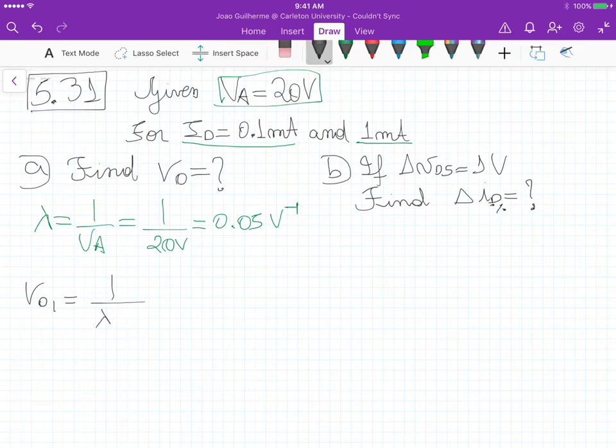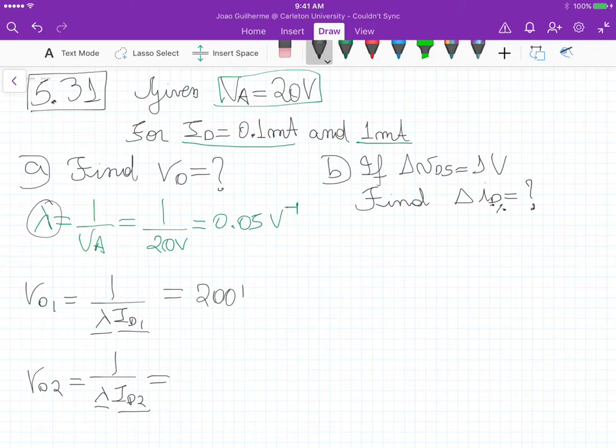Now to calculate the output resistance r_o1, we know that it's 1 over the channel modulation parameter times the current ID1. And that's the same for the second resistance. So it's 1 over lambda times ID2. In our case, ID1 is 0.1 milliamps and ID2 is 1 milliamp. So if we substitute lambda and the currents, we get the first resistance as 200 kilohms and the second resistance as 20 kilohms.